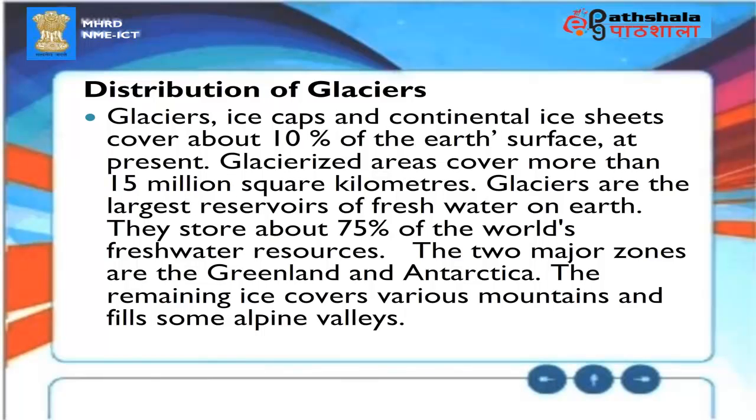Distribution of glaciers. Glaciers, ice caps, and continental ice sheets cover about 10% of the Earth's surface at present. Glaciarized areas cover more than 15 million square kilometers. Glaciers are the largest reservoirs of fresh water on Earth. They store about 75% of the world's freshwater resources. The two major zones are Greenland and Antarctica. The remaining ice covers various mountains and fills some alpine valleys.